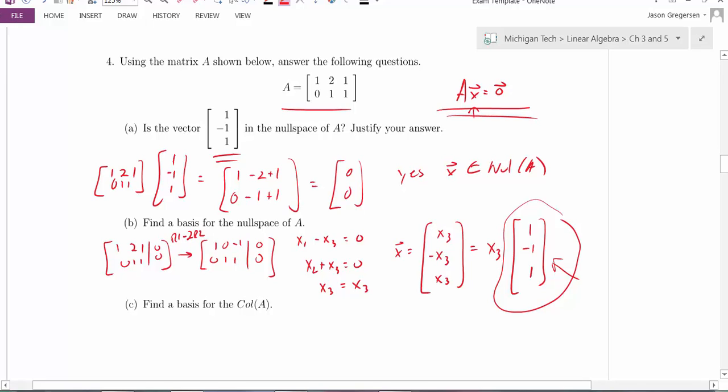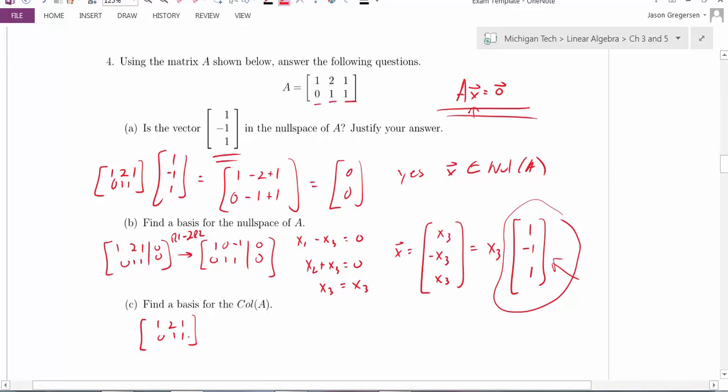Part C says find a basis for the column space. Well, the column space is the set of all linear combinations of the columns. So it might be natural to think that the set of those three columns would be a basis. Those three columns certainly span the column space of A, but the question is, are they linearly independent? To determine that, I would look at that matrix and find the linearly independent columns of A, and they would form a basis for the column space.